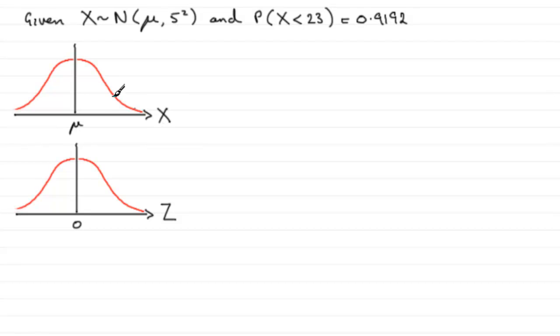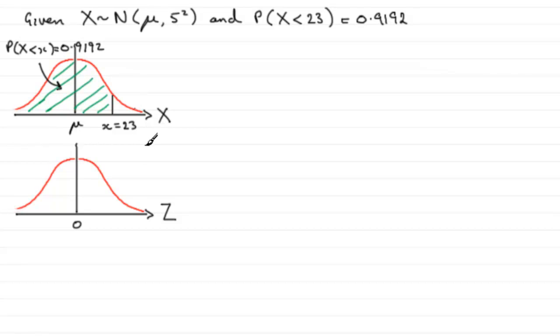So if we just stick it there, that this is our observed value, little x, which is equal to 23. And we can shade in that area to the left here of 23, which is going to be equal to 0.9192. So in other words, what we're saying is that the probability of x being less than the little x here is equal to 0.9192.